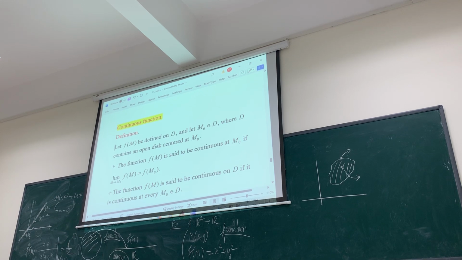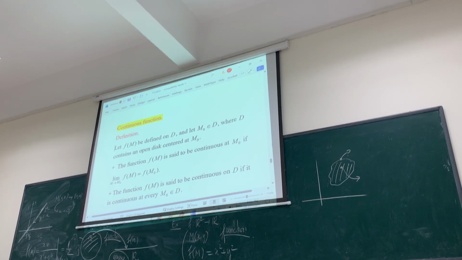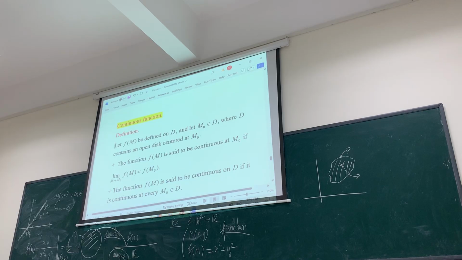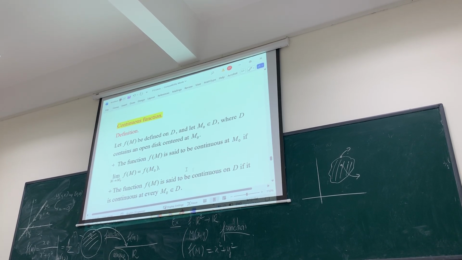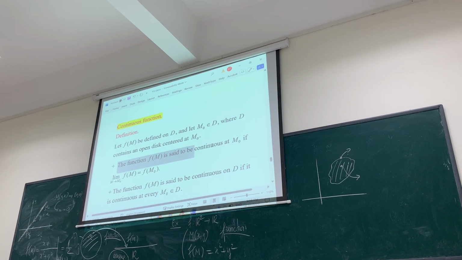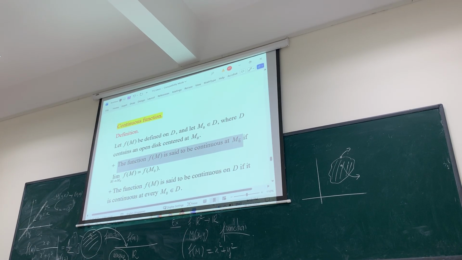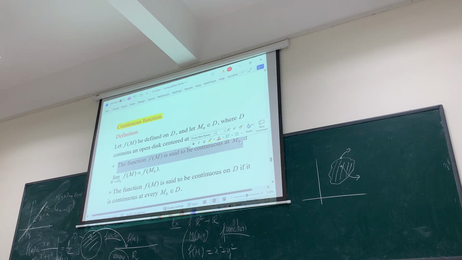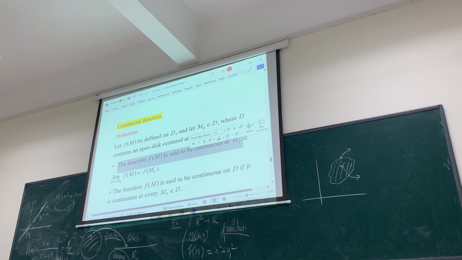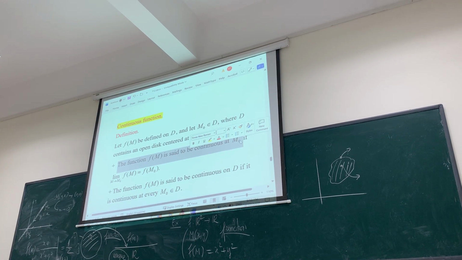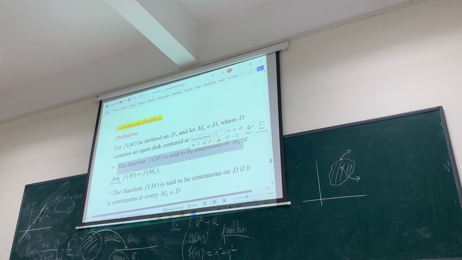You can see the definition for several variable functions is the same as for a single variable function. So, if we want to check that the function f is continuous, I need to check three conditions. The first, the function f is defined at n0. The second, the limit exists. The final, the limit is equal to the function value. Similar to the property of single variable functions.